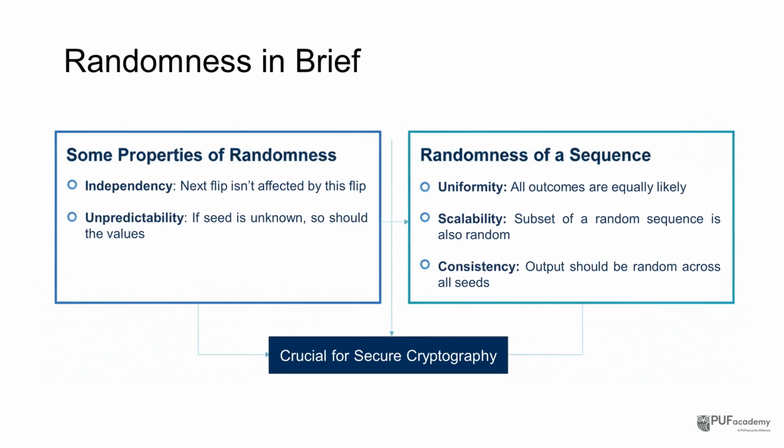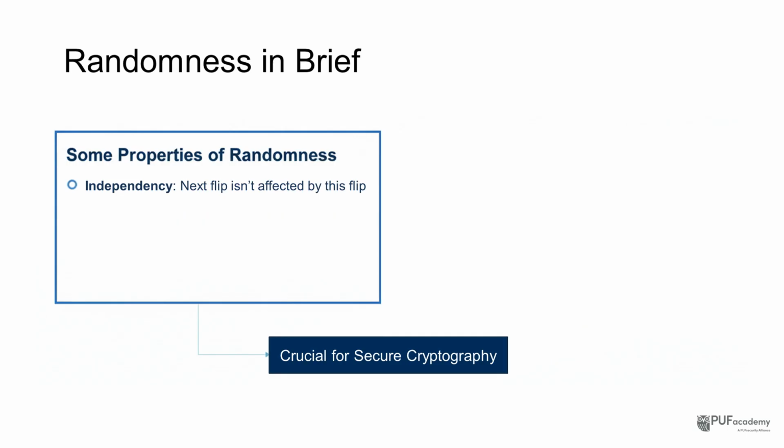Here we divide the randomness tree into two parts. One is the properties of randomness, and the other is the randomness of a sequence. First, let's look at the basic properties of randomness. There are two core ideas here. The first is independency. This is easy to understand. Think of a coin flip. The result of the next flip is absolutely not affected by the result of the current flip. They are independent events.